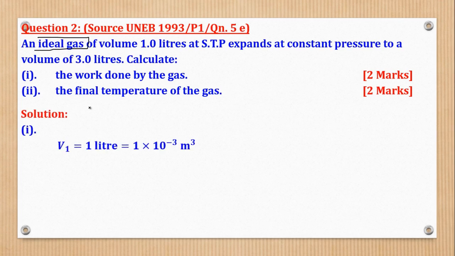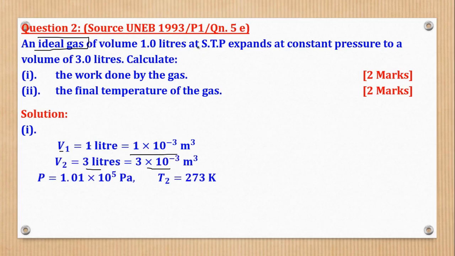So volume 1 liter will be equal to 1 exponent negative 3 meters cubed. Then 3 liters is 3 exponent negative 3 meters cubed. So I've got the two volumes, I need pressure. So at STP, pressure is atmospheric pressure, which will be this. And temperature is this, which is 273 Kelvin.